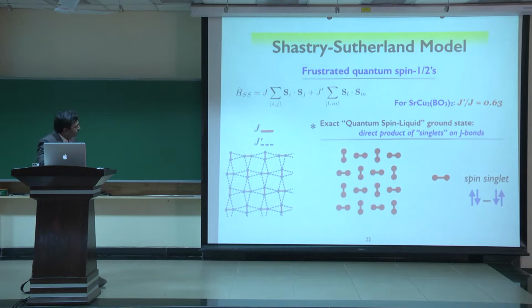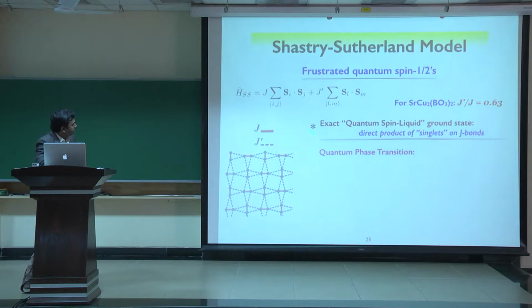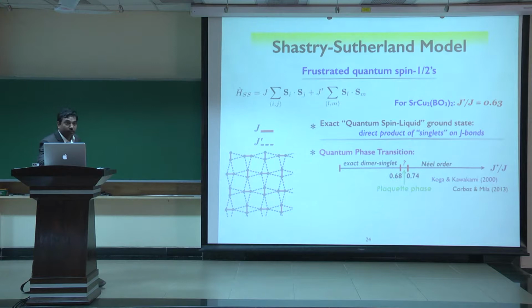Obviously, it exhibits a quantum phase transition because there are competing interactions and you can tune them. So for academic interest, it's important to know what is the nature of the quantum phase transition. It's not 100% settled, but more or less this is the figure which says that the exact dimer singlet phase, if you increase J prime, for instance, keeping J equal to 1, extends up to 0.68. This is all exact. I mean, the numerical value of this point is not exact, but the ground state is exact.